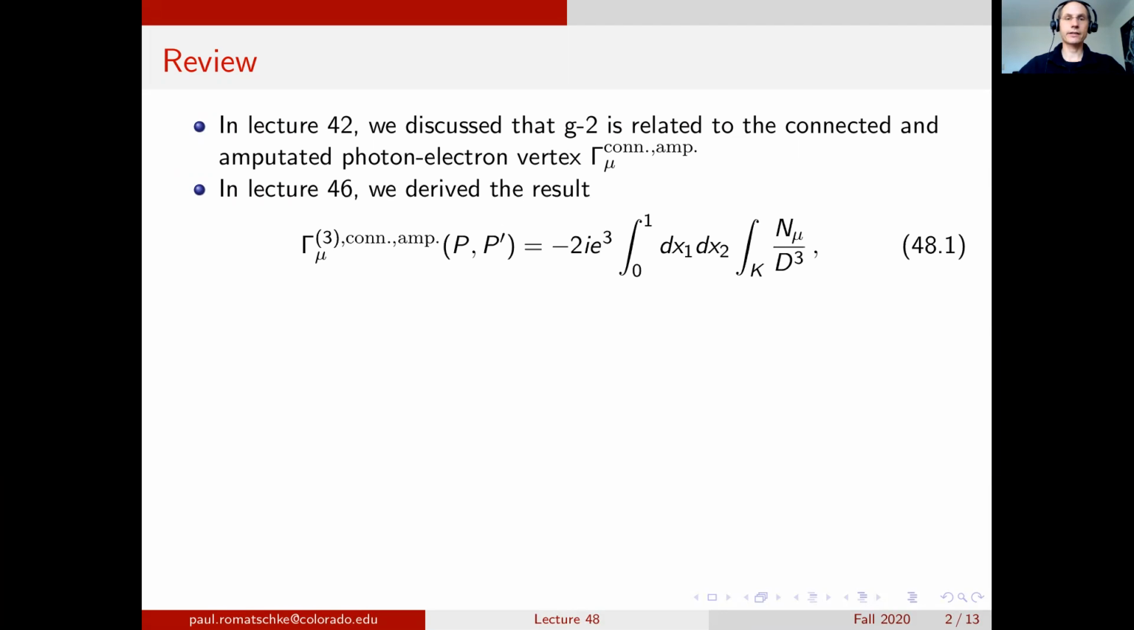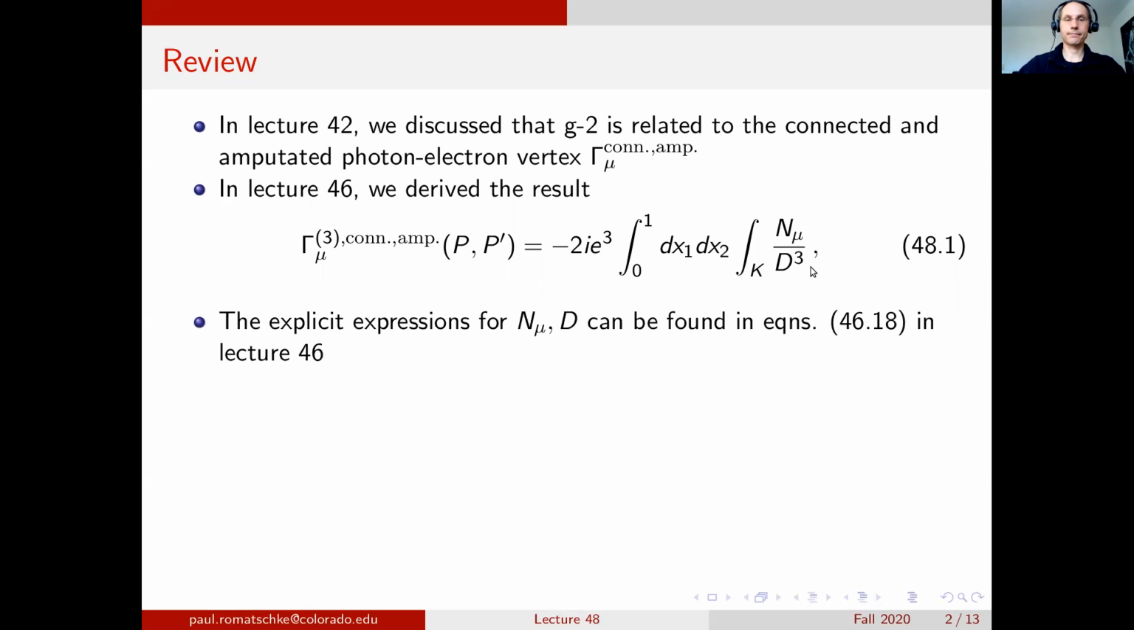In lecture 46, we derived the result for this connected and amputated vertex in terms of an integral over Feynman parameters and a Euclidean integral of a numerator N^mu and the denominator cubed. The explicit expressions for N^mu and D can be found at the end of lecture 46.